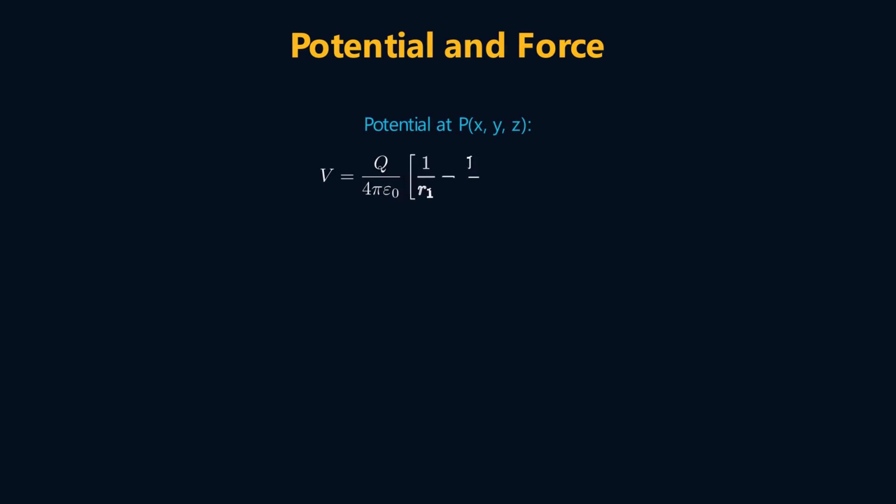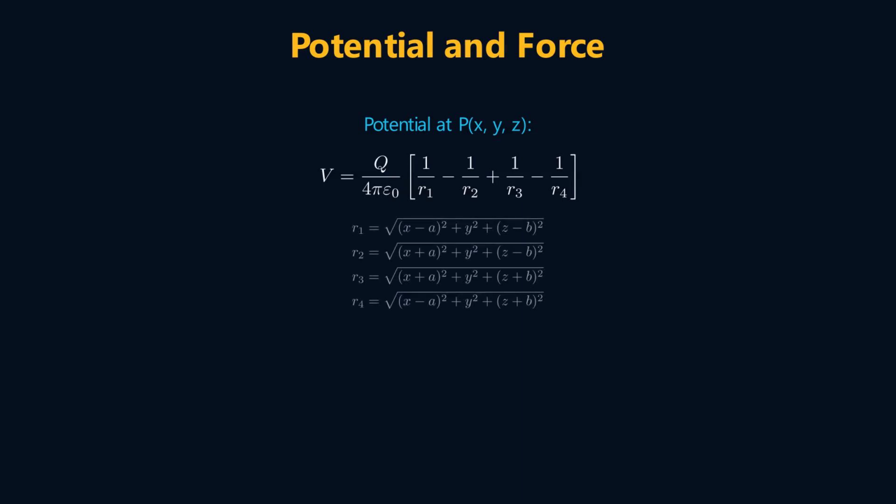Step 3. Write the potential. V at point P (x, y, z) equals q over 4 pi epsilon 0 times the sum 1 over r1 minus 1 over r2 plus 1 over r3 minus 1 over r4. Here r1 through r4 are the distances from each charge to P. Step 4. Find the force.